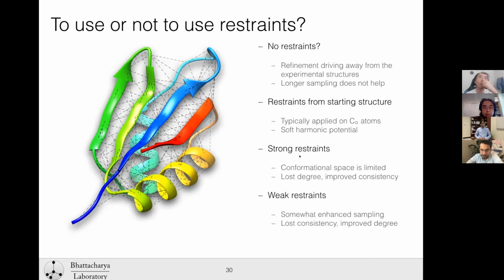If the restraint is very strong, the conformational space becomes very limited, so we get a lesser degree of refinement, but often this leads to improved consistency. On the other hand, if the restraint is very weak, then the possibility of enhanced conformational sampling is somewhat limited, and we get less consistency as a result. But it sometimes can lead to an improved degree of refinement. So the trade-off is really between the degree of refinement and the consistency.